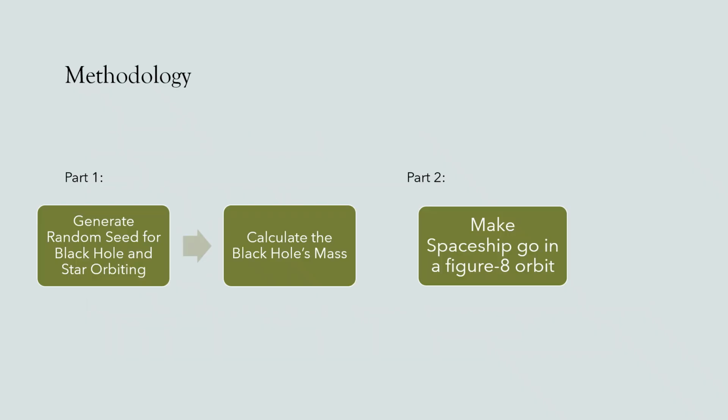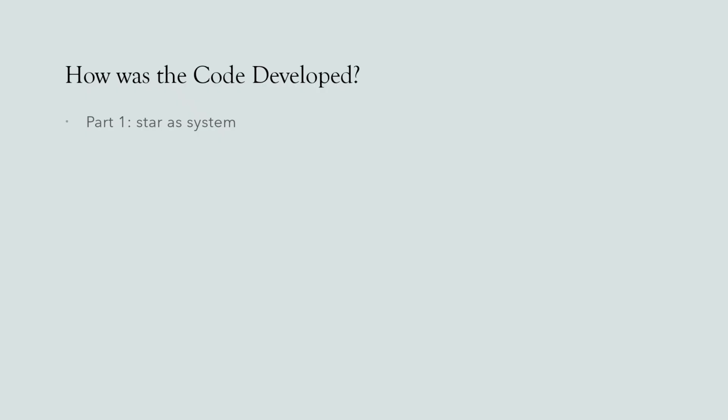So for methodology, in part 1, we're going to generate a random star orbit around a black hole, and we'll use the star's momentum to calculate the black hole's mass. For part 2, we'll be making a spaceship go around in a figure 8 orbit around a moon and a planet. So how was the code developed?